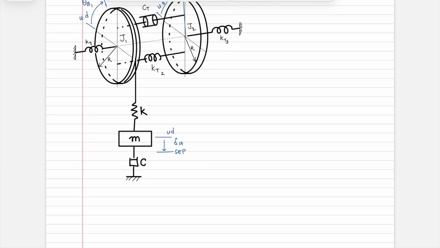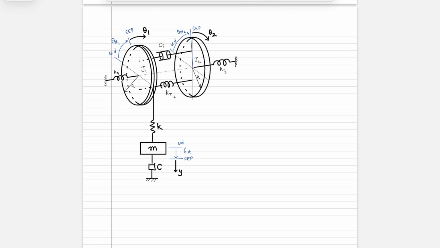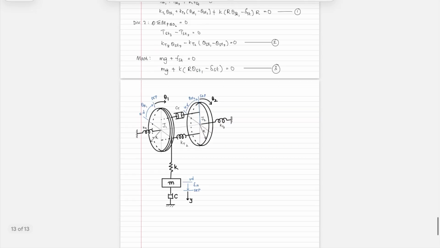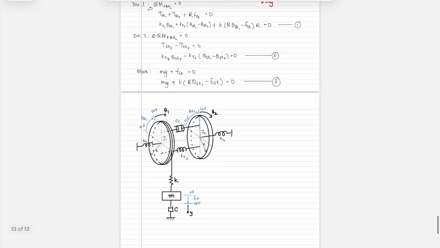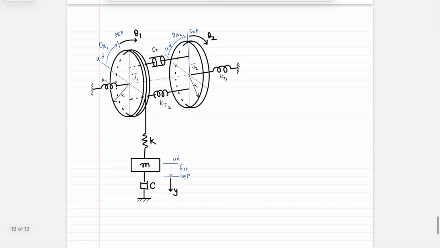Because we're now looking at measurement from the SEP, what did we have? We had theta 1, we had theta 2, and we had y from SEP. So effectively, we're going to repeat these same steps. We now have to look into each of the springs and dampers again. So now let's look at this torsional spring here.